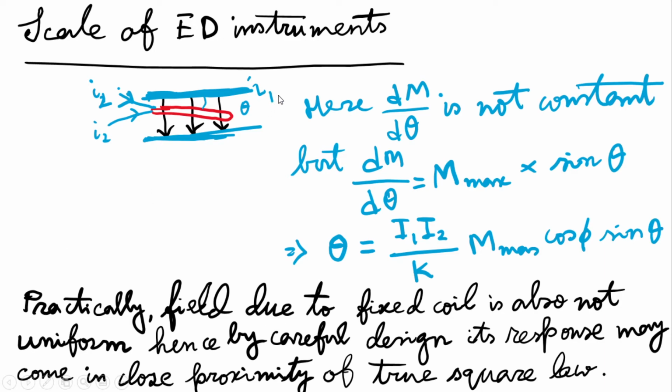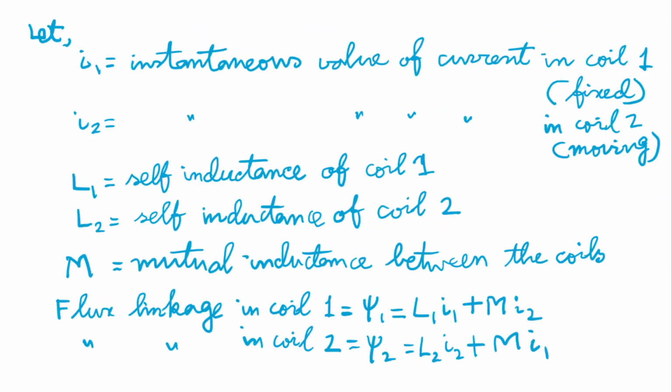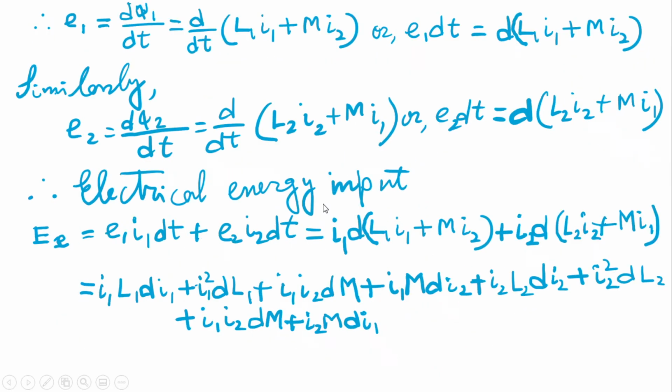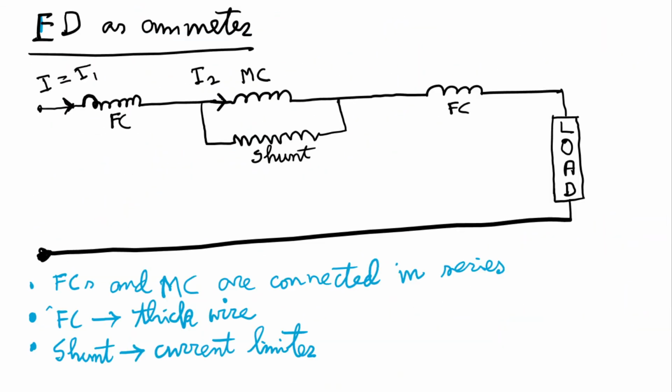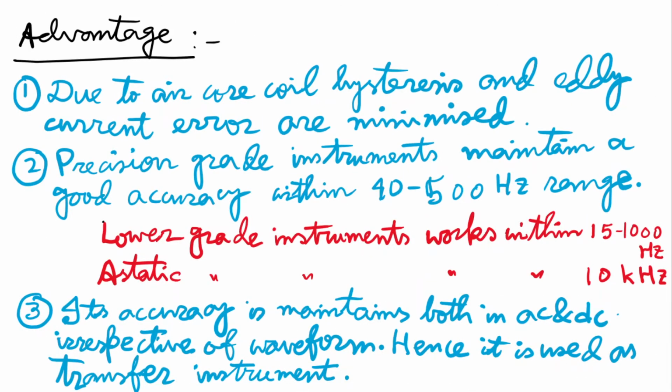Next is the scale of ED type instruments. In this diagram, let the fixed coil have a current I1 and the moving coil have a current I2, and both are making an angle theta. That will be evident from the figure also, from the very first figure also. Here, let the current carried by the fixed coil be I1 and the current carried by the moving coil be I2, and the angle between them is theta. Here, I1 and I2 are separately connected. I mean to say, fixed coils and moving coils are separately connected.